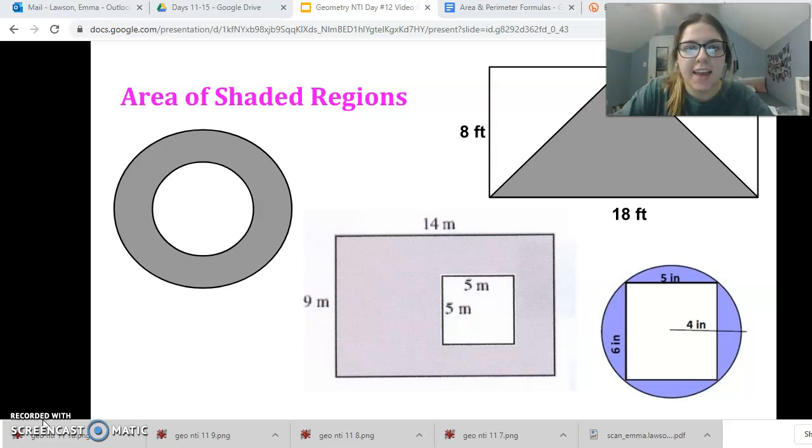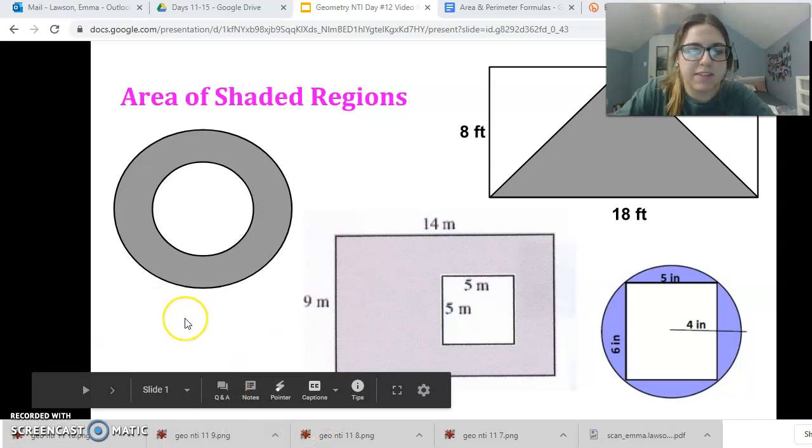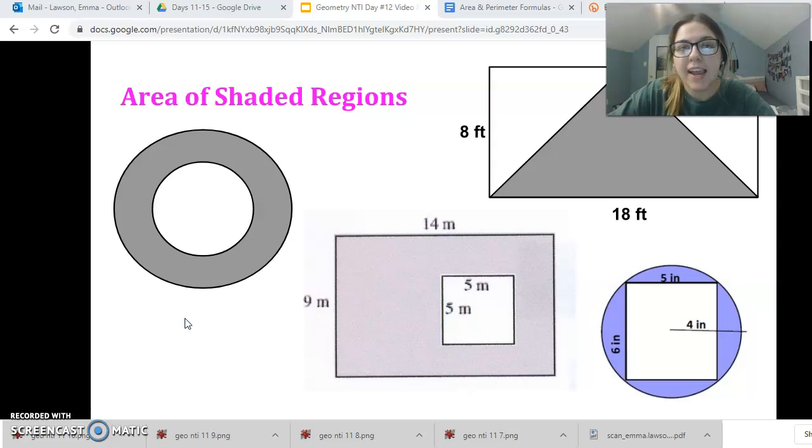We're still in our area and perimeter unit, but instead of focusing on irregular shapes today, we're going to focus on the area of shaded regions. So basically you're going to have a shape inside a shape, and you have to find the difference among those. You have to find the space that's left over, or the shaded part.